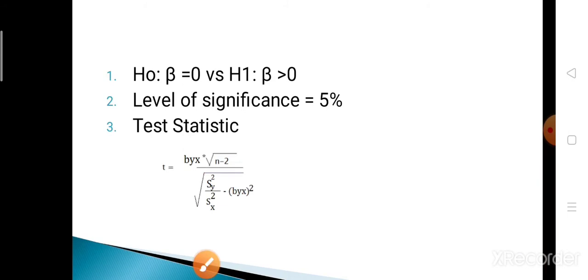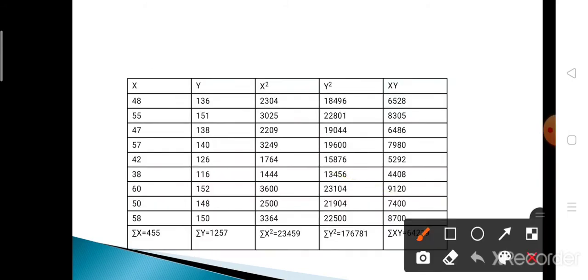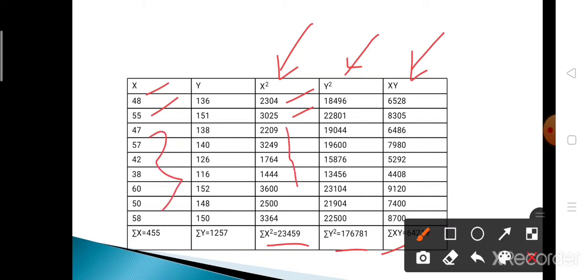So first make the columns x square, then y square, and last x into y, because the values summation x square, summation y square and summation xy are needed for calculating sx square, sy square and sxy. How to make the column x square? X square means just squaring the values of x. The first value of x is 48, 48 square is 2304. 55 square is 3025. Similarly calculate for the remaining values of x.